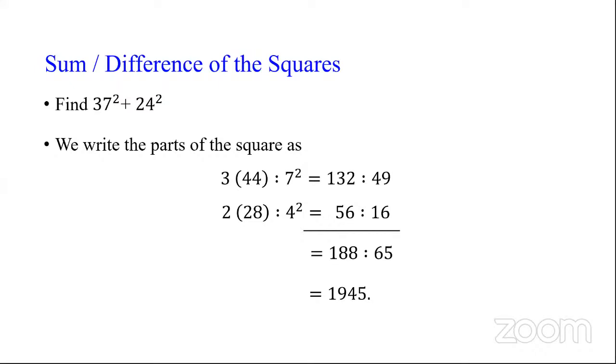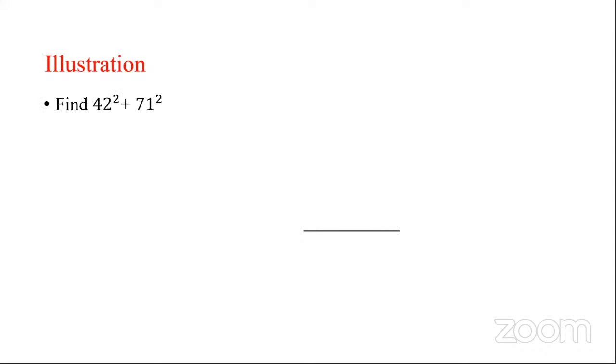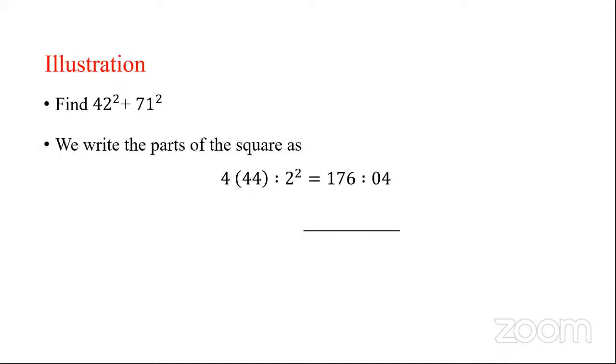Hope you are enjoying this. 42 square plus 71 square. Don't wait for me. 4 times 44 to square: 176, 04. 7 times 72 and 1 square: 504 and 1. Vertical addition gives me 680 and 05. I'm purposely writing 04 and 01 so that I will be able to shift the digits easily. 6804 is the answer.